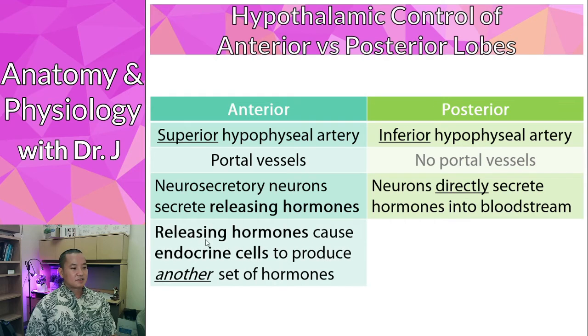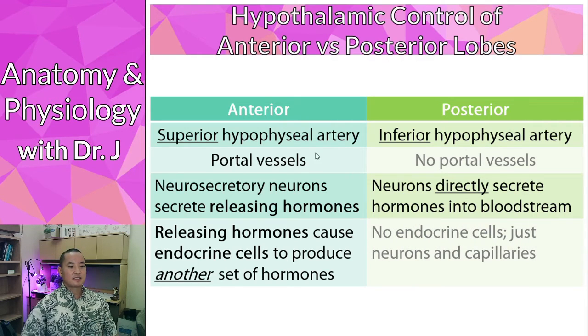And then this is interesting. Yet another difference between the anterior and posterior lobe. You have a second wave being released by endocrine cells in the anterior lobe. Whereas in the posterior lobe, you don't have a second wave. The hormones are secreted by those neurons in the posterior lobe. Those are the final hormones. ADH and oxytocin go straight to the rest of the body to carry out their functions.